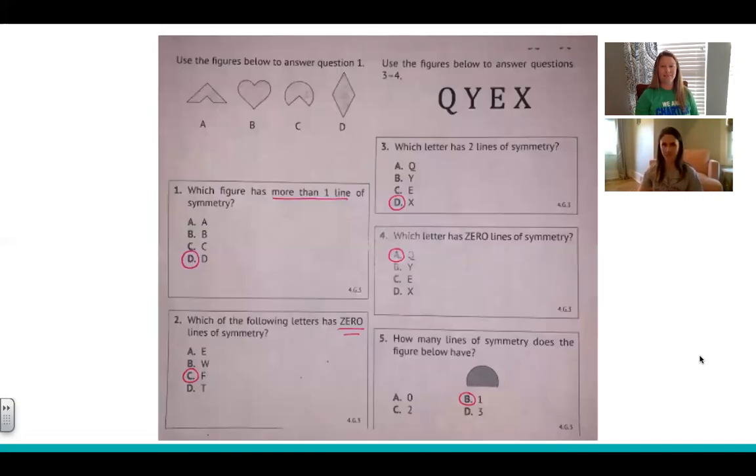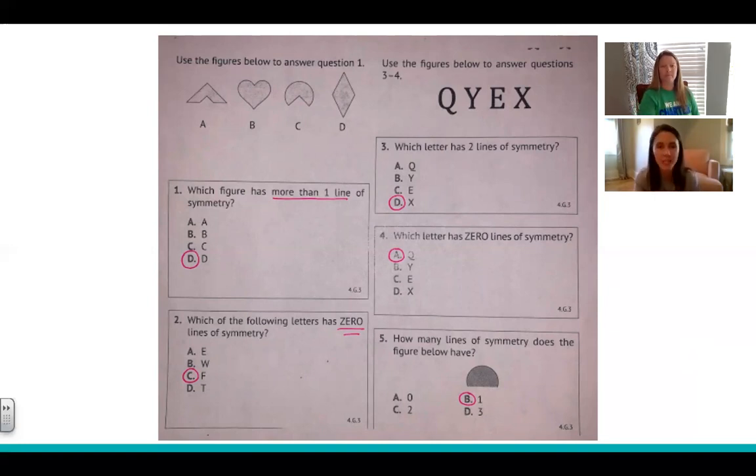All right. A lot of these, actually all of them, are symmetry. So I really want you to choose one of the other practices on the front. So which figure has more than one line of symmetry? Like Miss Patterson was explaining in our lesson a few videos ago, you have to think and fold. How would the shape fold to fit perfectly, and that is a line of symmetry.